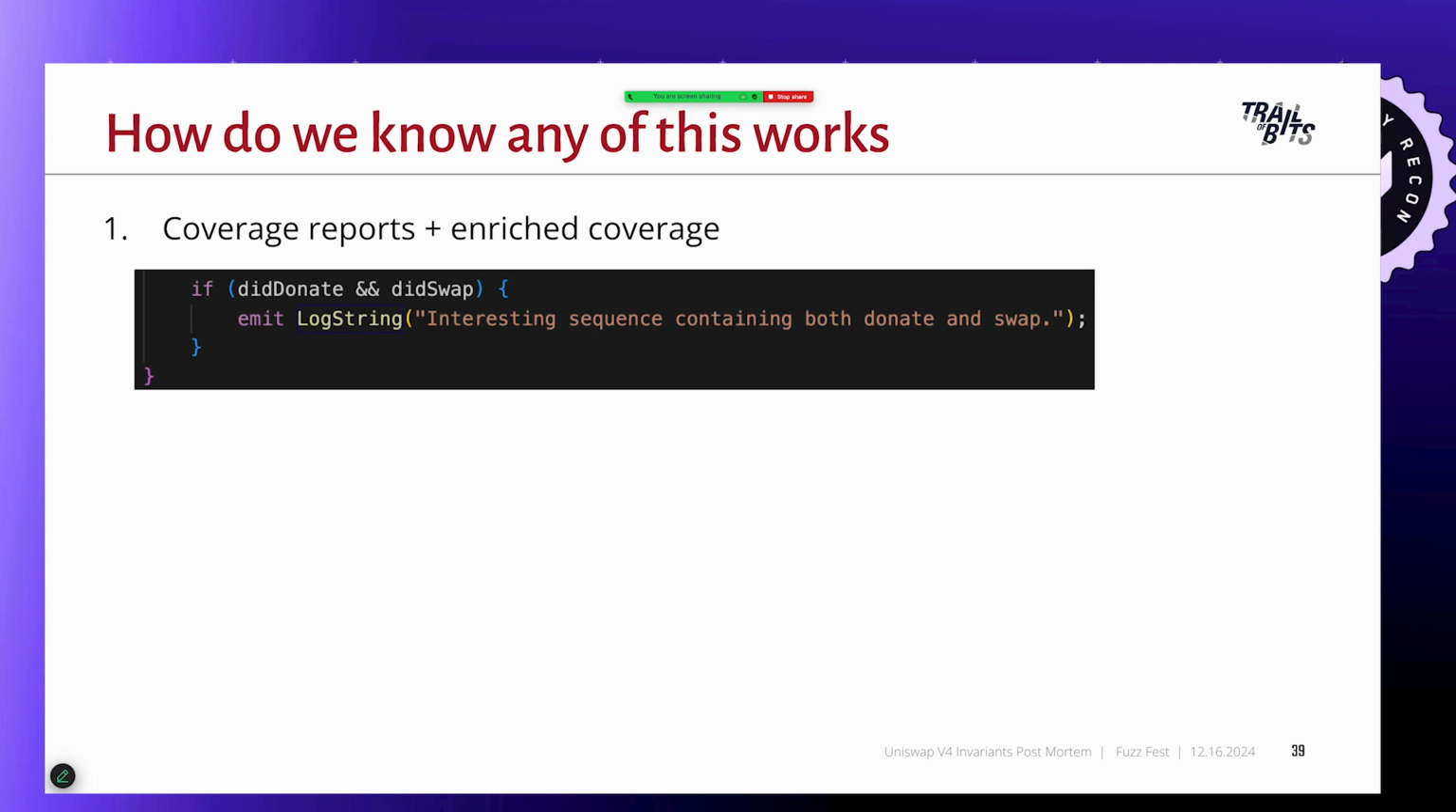So we already actually talked about one of the ways to make sure that this works, and that's making sure that your coverage reports are as detailed as possible. So in the example from earlier, we had this conditional: if donate and swap happened and they were successful, emit this string. And so after you run a fuzzing campaign, you can look at your coverage report and see, was this line of code hit and run successfully? And if it was, at the very least, you hit the state where these two both ran in the same sequence of actions. And I highly recommend adding a bunch of these for states that you find interesting, because it'll make it a lot easier for the fuzzer to figure out what's going on. And it'll make it a lot easier for you to figure out if your test suite is actually working.